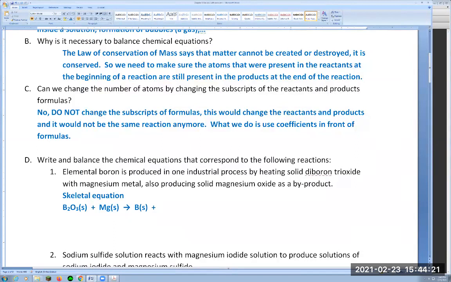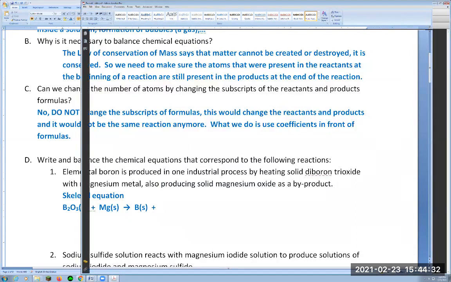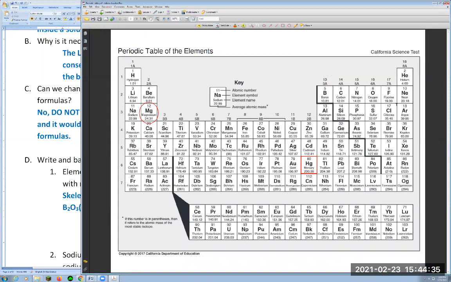So we are producing elemental boron and then also producing a solid magnesium oxide as a byproduct. Okay, so magnesium oxide. Magnesium is a metal. Oxide refers to oxygen. Oxygen is a nonmetal. So we are making an ionic compound made of magnesium and oxygen. And so let's think about the type of ions they make, because these are two predictable ions. And we can see here that magnesium being in group 2A will be a 2+, right? So 2+.